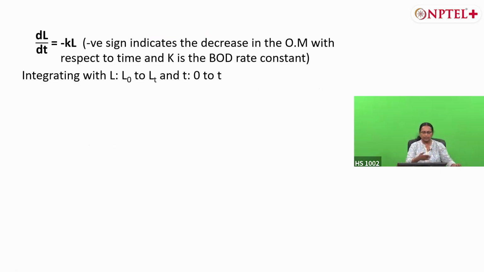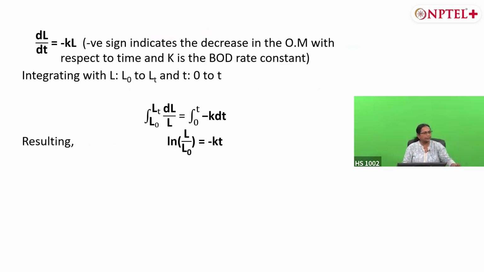Integrating from L0 to Lt, where L0 is the initial organic concentration, we will get ln(L/L0) equal to minus Kt, or Lt equal to L0 into e raised to minus Kt. So it is an exponential equation, like x equal to x0 into e raised to Kt. So this is the organic matter left over at time t.